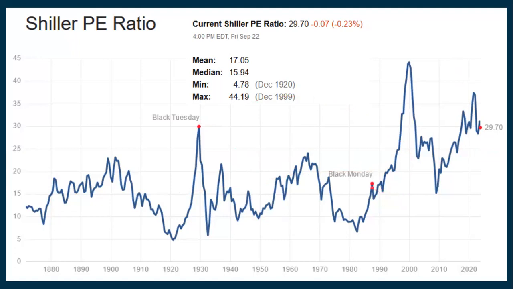You can also see where things were at back in 1987. To look at this on a number basis, we look at the median and the mean, and that's between 16 and 17 historically. So the market is still considered to be overvalued at this point.